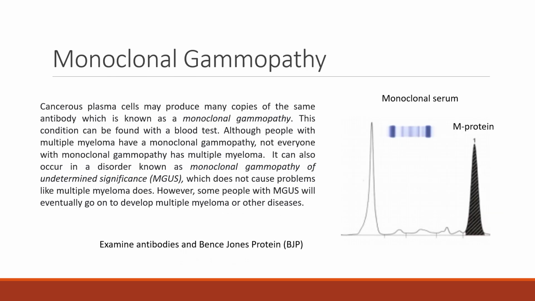Monoclonal gammopathy can be considered the precursor to multiple myeloma, in which these cancerous plasma cells end up producing many copies of the same antibody, and so the antibody region, or that gamma region, ends up with a large M spike. It should be noted that people with multiple myeloma have a monoclonal gammopathy, but not everyone with monoclonal gammopathy has multiple myeloma.